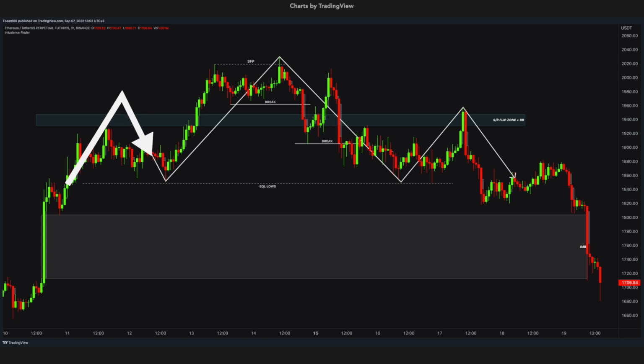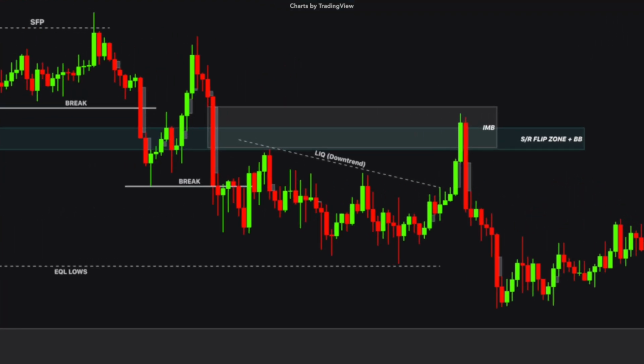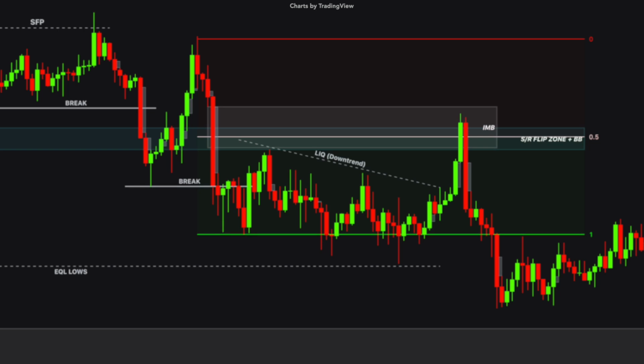As I said in the beginning, all the chart patterns are actually based on price action. But nobody teaches you that. After the break, you can notice the liquidity downtrend and imbalance area. If you draw your premium and discount zone, you can also find better entries.